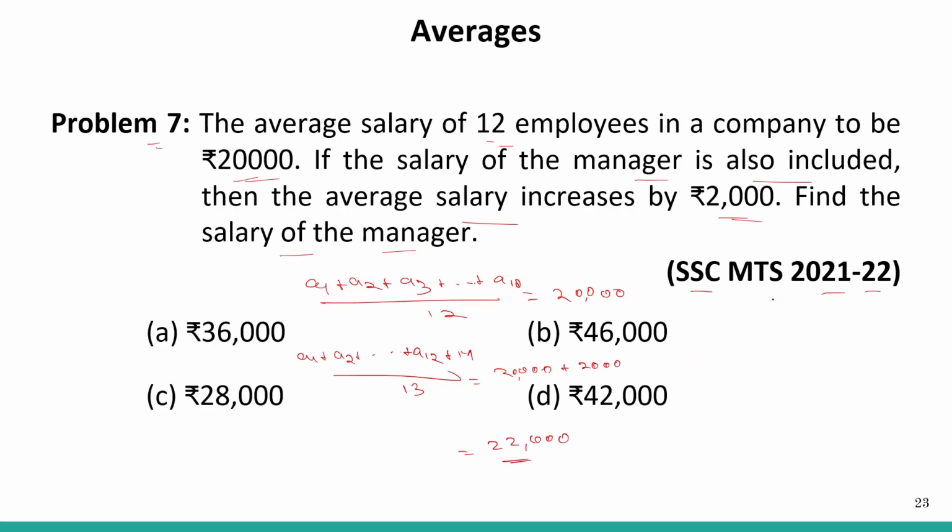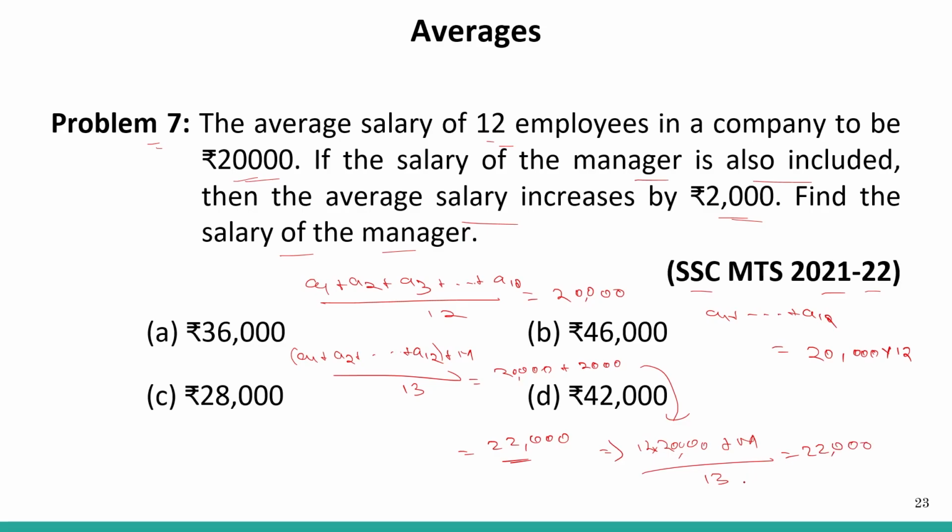So to find the salary of the manager, this implies that A1 plus ... plus A12 is equal to 20,000 into 12, right? So you can replace it right here in this equation. So this will be 20,000 plus M, this much into 12, so (12 plus M) by 13 is equal to 22,000.